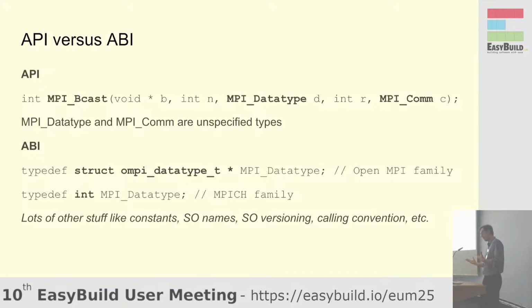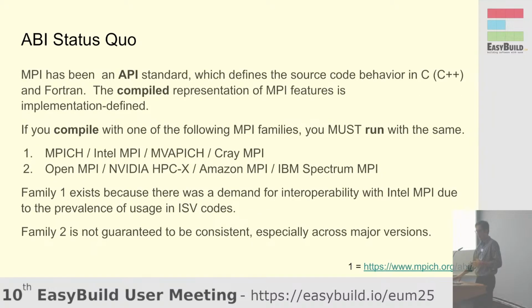So there's a lot of other stuff in an ABI, all the constants that are also opaque, but they're different between implementations. And then we have the shared object names and the versioning and the calling conventions and all these things. So all of this stuff, as you know, if you link against one MPI and use another, bad things happen. So the current status quo with ABIs is we have the MPICH ABI family and the Open MPI ABI family. And there are, of course, a couple of other MPI implementations in the world, but for the vast majority of us, there are 2, and they are incompatible. And if your ISV ships a binary built with Intel MPI, you can use it with MPICH and MVAPICH, and you cannot use it with Open MPI, and vice versa.